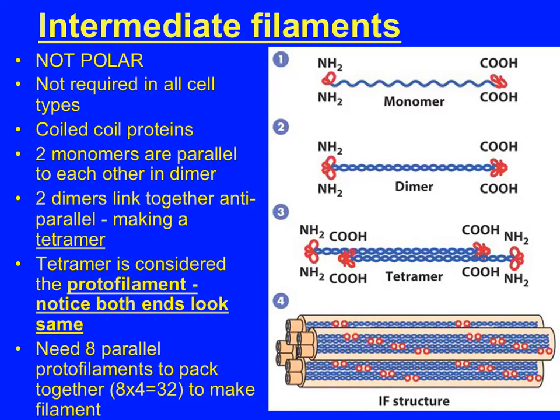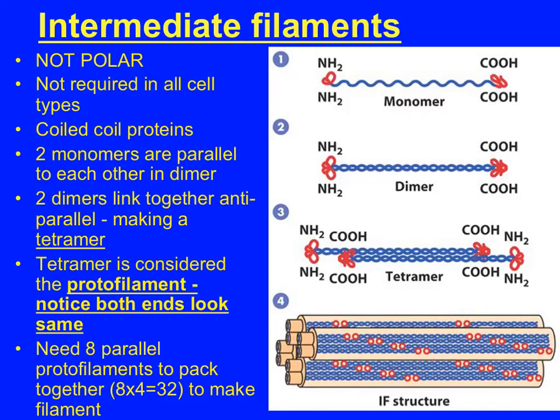Now this is where they become the same. We actually put together two dimers, but the dimers are put together anti-parallel. That means two going this way, two now going this way. So you have an N-terminus here and a C-terminus, and then voila, look what happens over here. We have N-termini and C-termini. So now the ends look the same. Does that make sense to everybody? That is what we call the tetramer. Four of them together is what we call the protofilament.